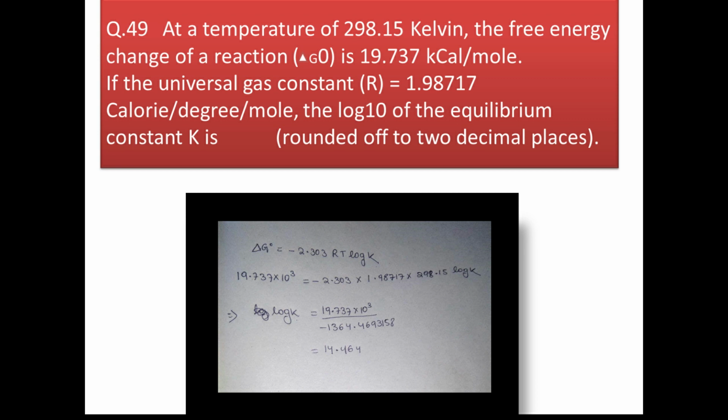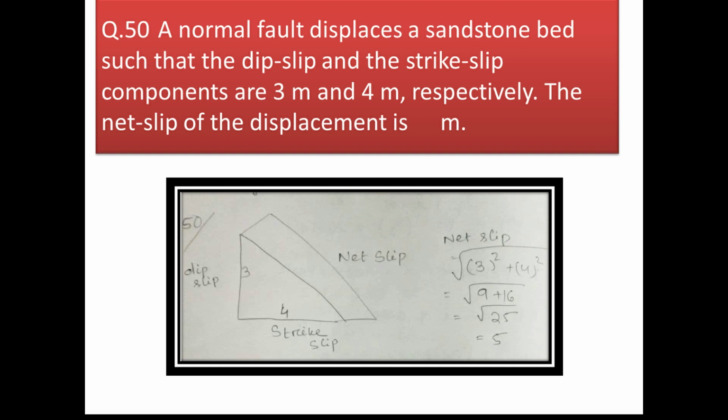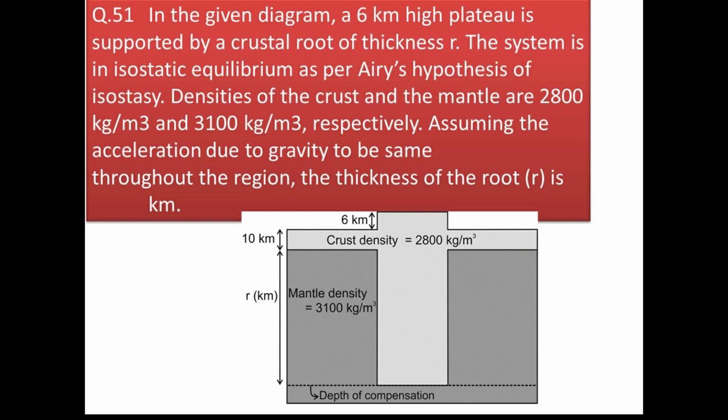Next question. A normal fault displaces a sandstone bed such that the dip slip and the strike slip components are 3 meter and 4 meter respectively. Then the net slip of the displacement is dash meters. Now see in the figure you can clearly see the dip slip, the strike slip and the net slip value. The dip slip is 3 and the strike slip is 4, and by using Pythagoras theorem you can calculate the net slip as 5 meters. Okay. Next question.